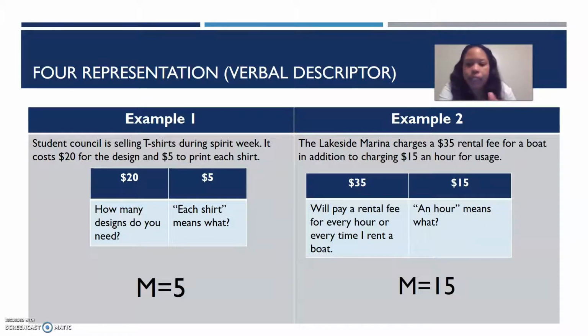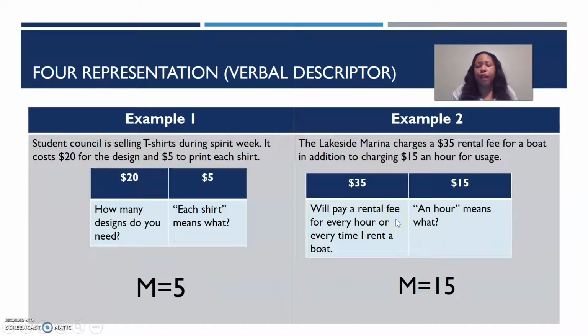If we all had the same Woodland t-shirt, do we all have to pay for that same design? No. We're going to pay for one design and multiple t-shirts with the same design on it. So would the 20 be the M or would the 5 be the M? Let's look at what this word each means. $5 each shirt. That's your M. Each one is how much you charge per rate, so that is your rate of change.